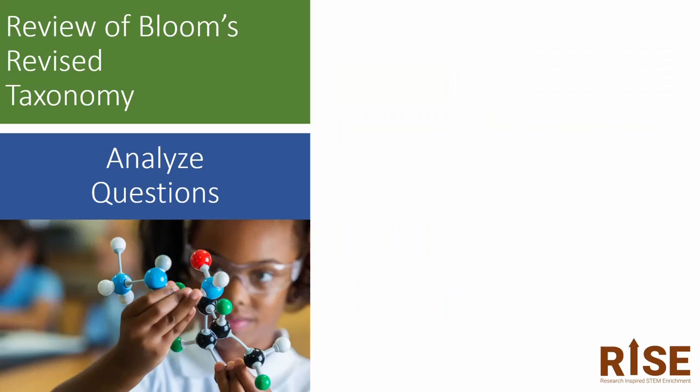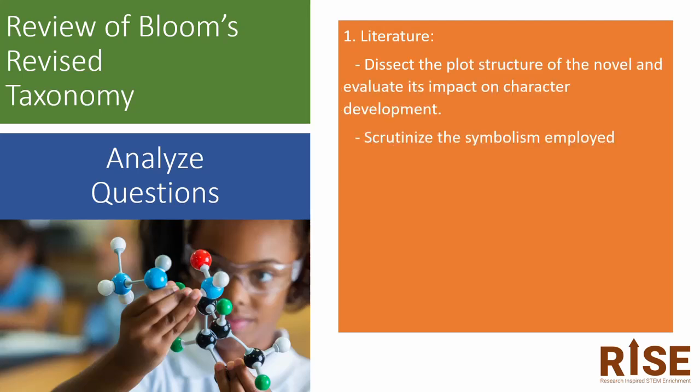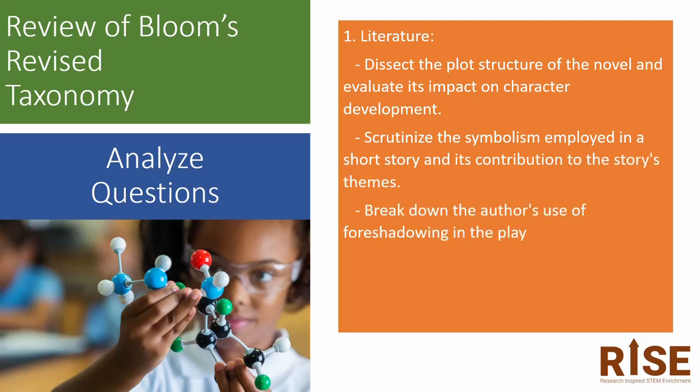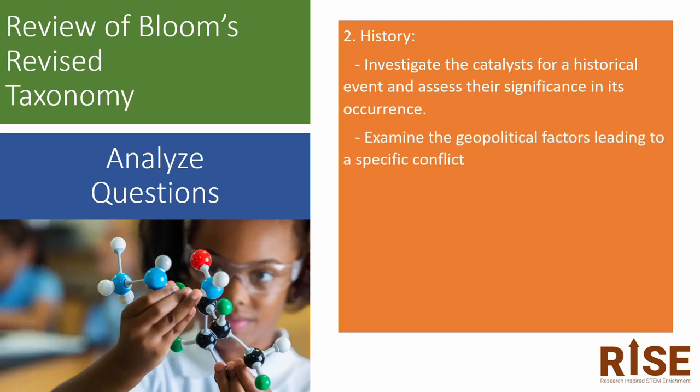This level is an important step towards developing problem-solving and decision-making skills. Here are some examples of analyze level questions. In literature, ask: Dissect the plot structure of the novel and evaluate its impact on character development. Scrutinize the symbolism employed in a short story and its contribution to the story's themes. Break down the author's use of foreshadowing in the play and assess its effect on the audience's interpretation.